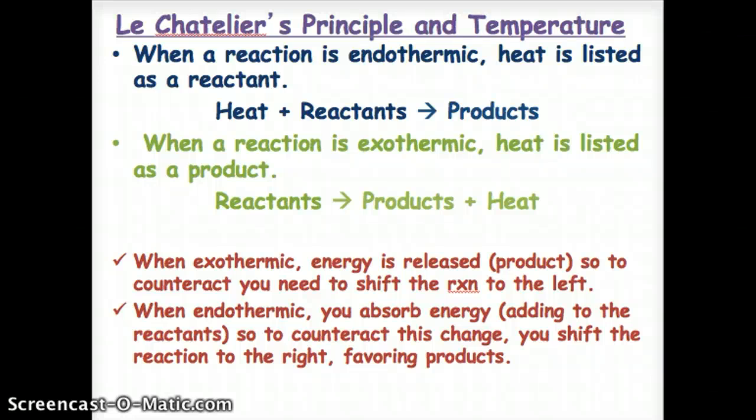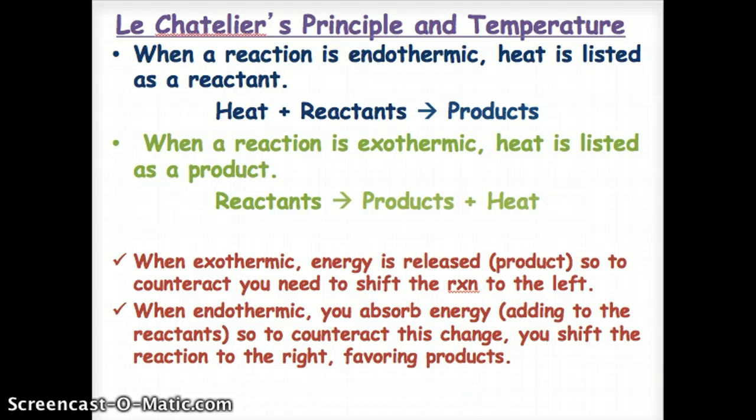Hello class. So the last factor that can affect an equilibrium reaction is temperature. So from the slide, when a reaction is endothermic, the energy is found on the reactant side because endothermic means you're taking in energy, or energy in the form of heat.